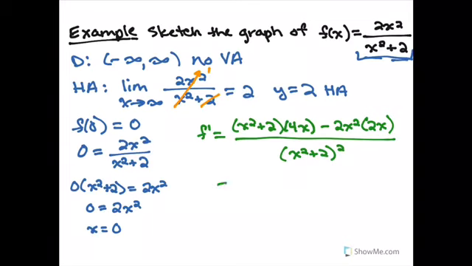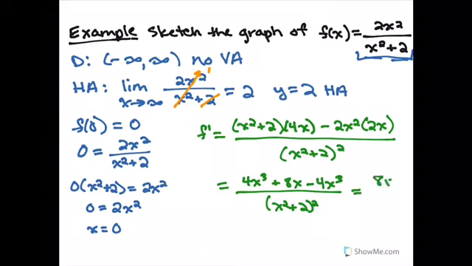So let's clean up our numerator here. If I distribute that 4x, I'm going to get 4x cubed plus 8x minus 4x cubed all over low squared. And 4x cubed minus 4x cubed goes to 0, so we just get 8x over (x squared plus 2) squared.